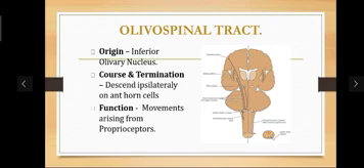And olivospinal tract, its origin is inferior olivary nucleus, and it descends ipsilaterally on the anterior horn cells of the spinal cord, and its function is movements arising from proprioceptors. So movements according to the signals arising from the proprioceptors, that is the receptors of the joints.